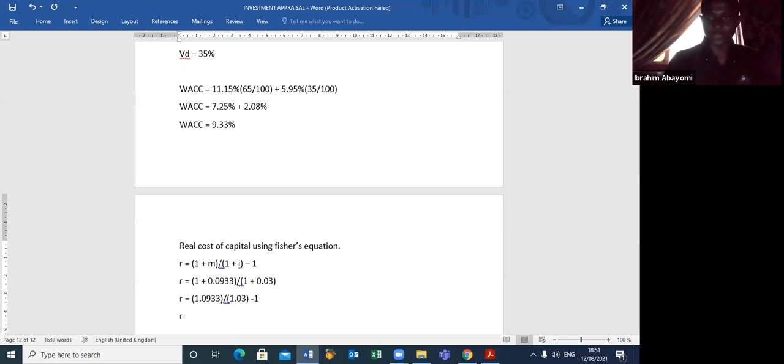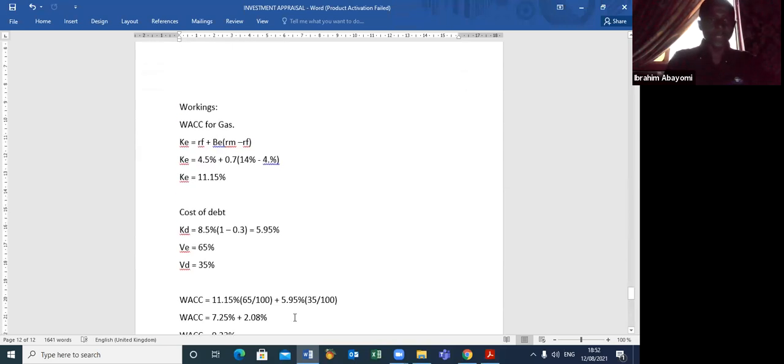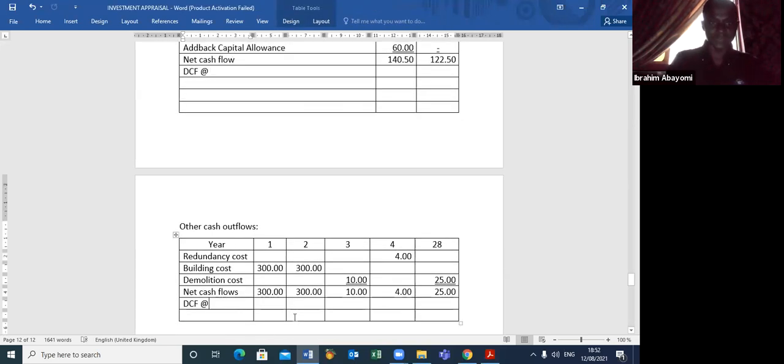Final figure: real cost of capital is equal to 1.0933 divided by 1.03 minus 1, times 100, which is 6.1%. For simplicity, take it as 6%. That is our real cost of capital, because my cash flow is real. Now let's go and put this 6% here. This one will be straightforward.